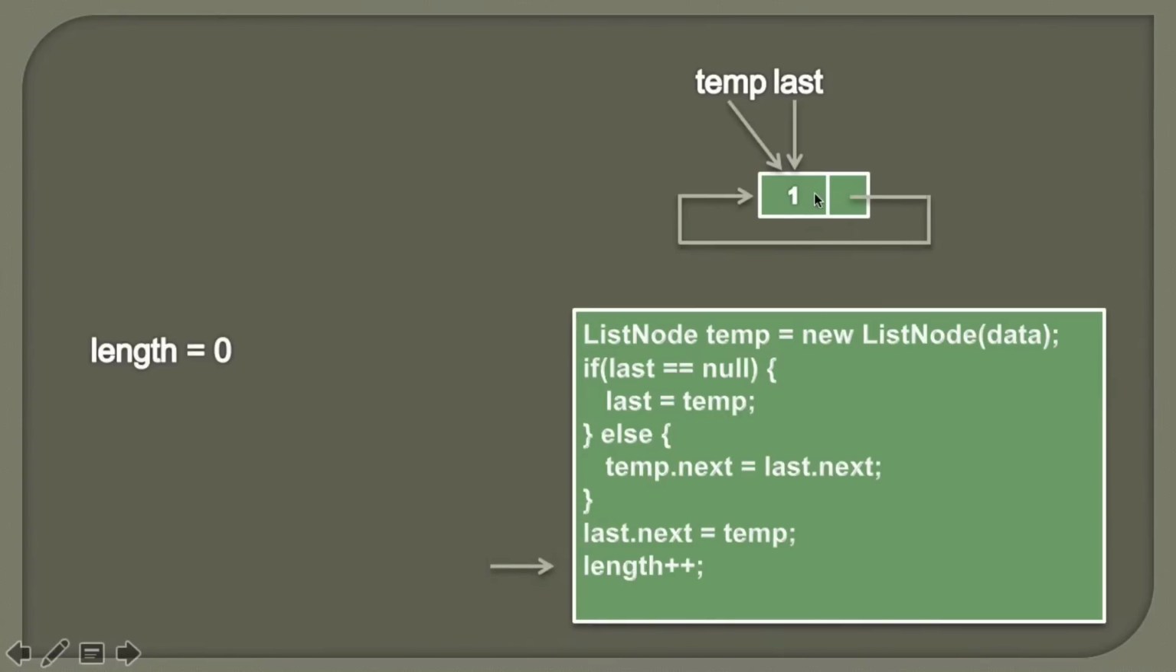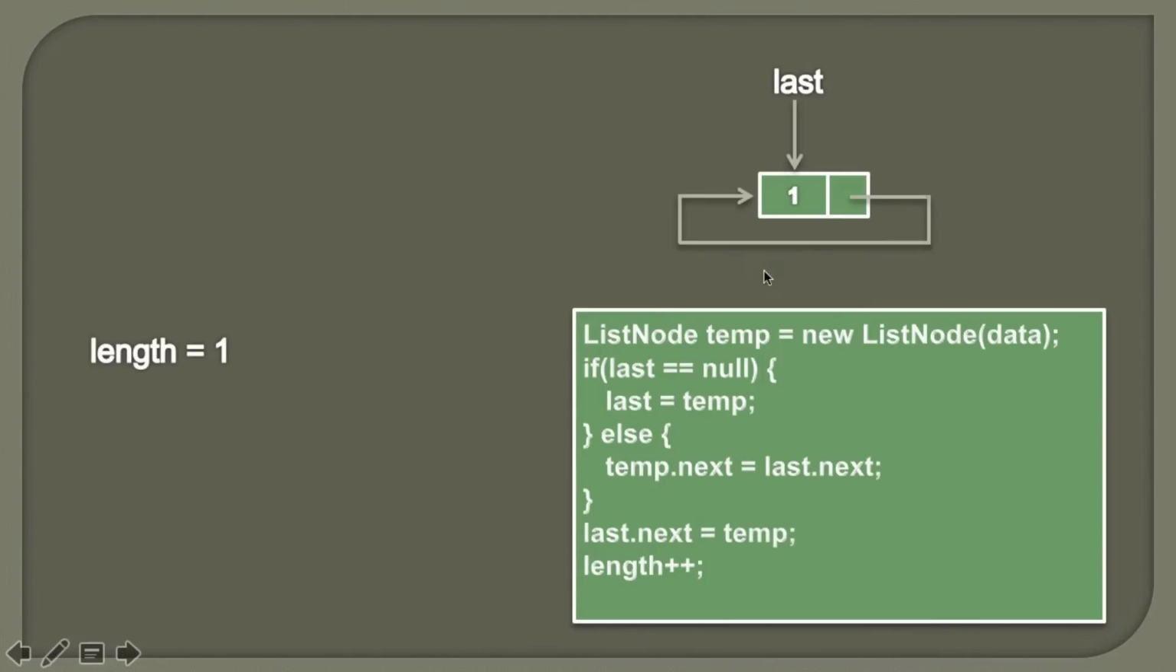So after we insert the node into the circular singly linked list, we usually increment the length by 1 because we know that now the circular singly linked list has size 1. So now the value stored in the length will be 1. So when the method gets executed, the circular singly linked list looks like this.